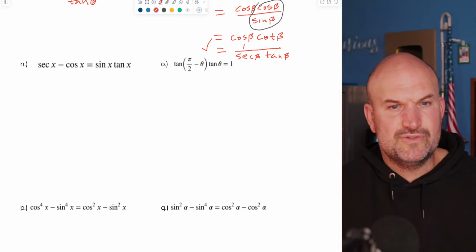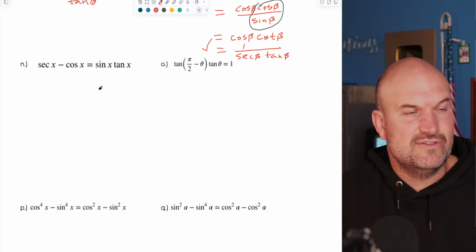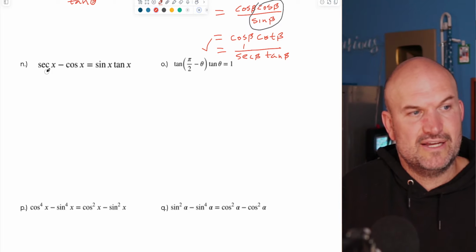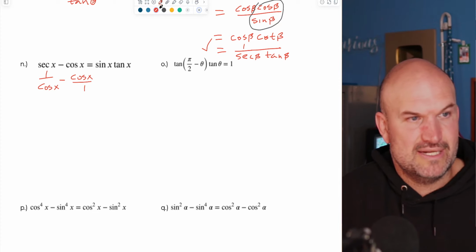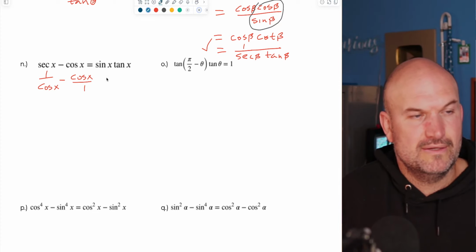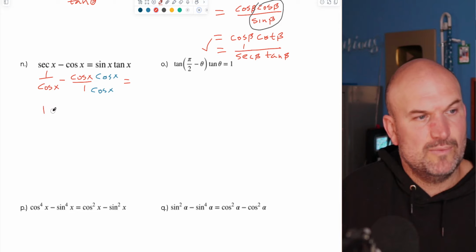Next one, we go to secant of x minus cosine of x. Again, kind of looking into the same idea here. If I have secant, I can rewrite that as a 1 over a cosine of x minus a cosine of x over 1. Again, get common denominators. So we'll multiply by a cosine of x, cosine of x. So that's going to be 1 minus a cosine squared of x divided by a cosine of x.